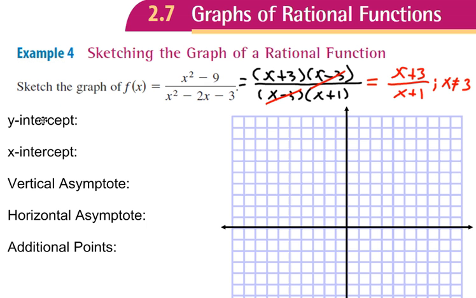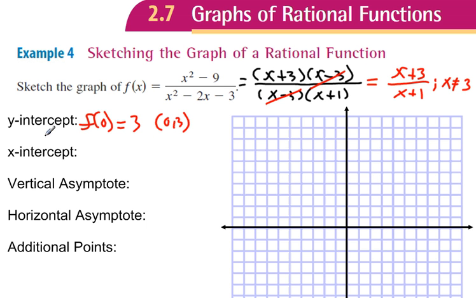So we want to find the y-intercept, which means we're going to plug in 0 for x. I'm going to use my new function because it's a lot easier to use. However, we will get the same answer. So f of 0 is 3 over 1, which is just 3. So our coordinate point is 0, 3 for our y-intercept.